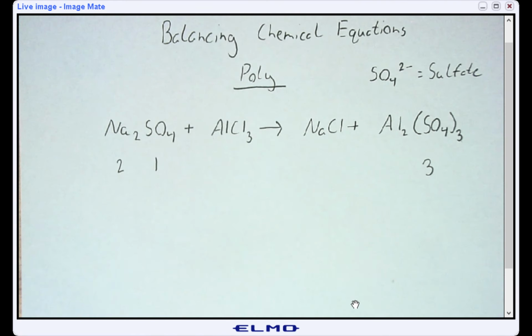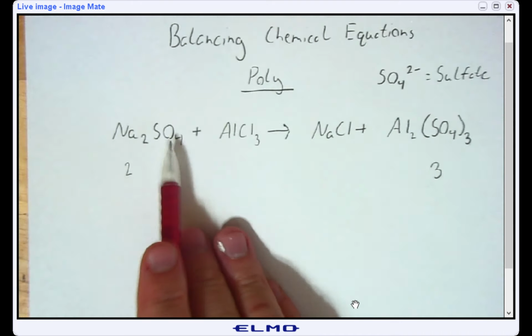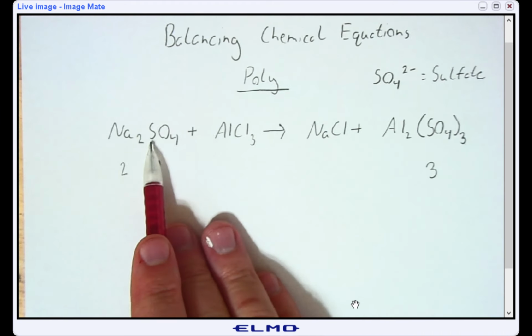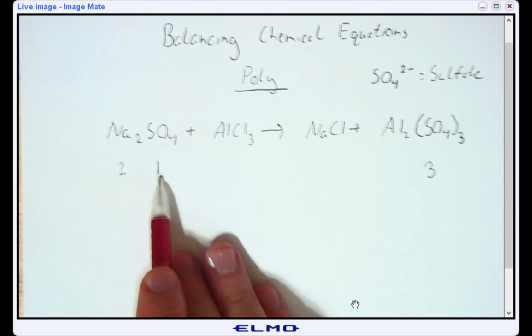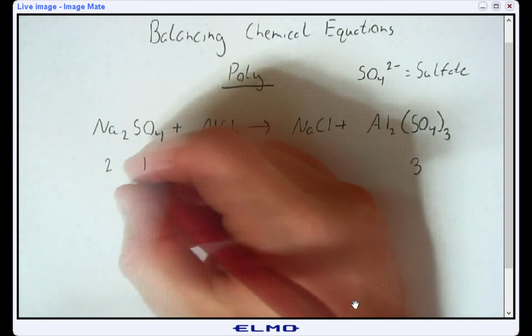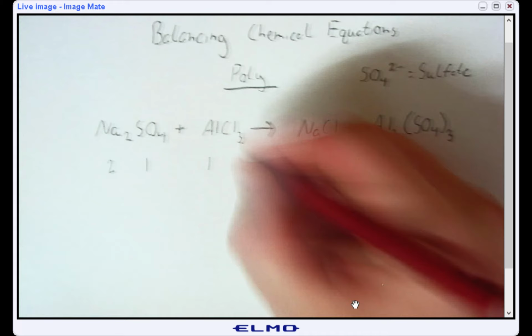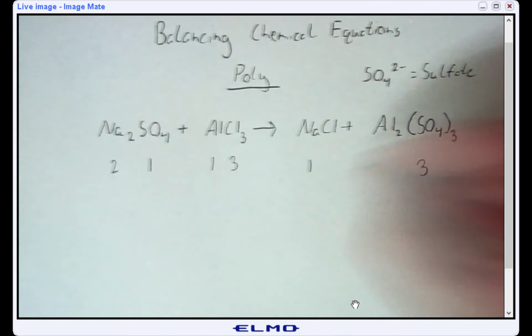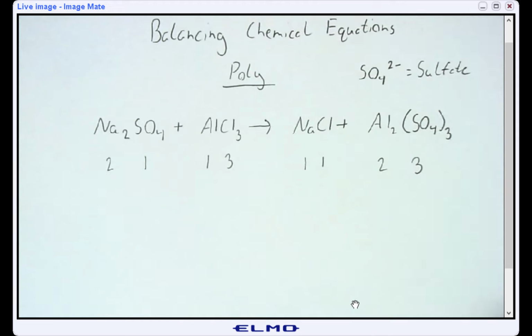Now, I explain it like this. Think of making a cake. You need milk or water, 2 cups of sugar, 3 eggs, some baking soda, whatever you need for a cake. But you put all those different amounts in, cook it up, and it ends up being 1 cake. So all the little parts become 1 cake. That's kind of like a polyatomic ion when you're balancing. Here we have SO4, with 4 oxygen and 1 sulfur, but combined they make 1 sulfate. So let's keep numbering. I have 2 sodiums, 1 sulfate, 1 aluminum, 3 chlorines, 1 sodium, 1 chlorine, 2 aluminums, and 3 sulfates.